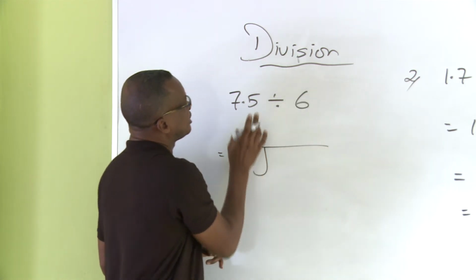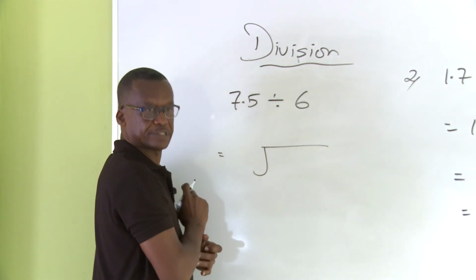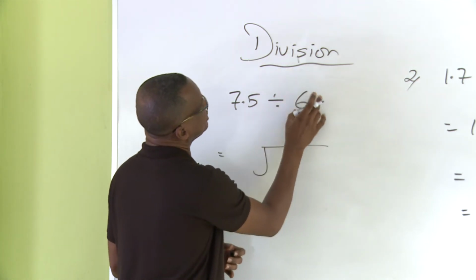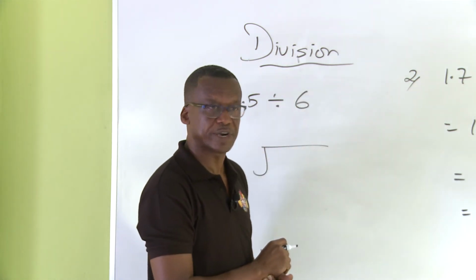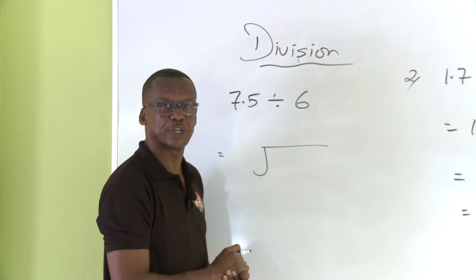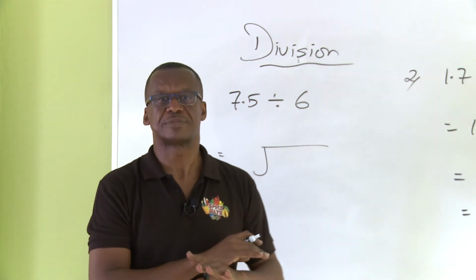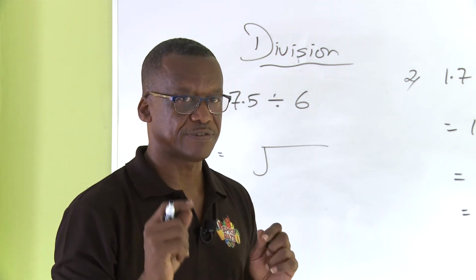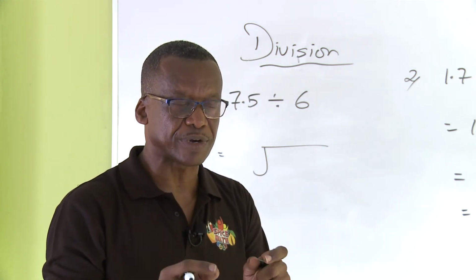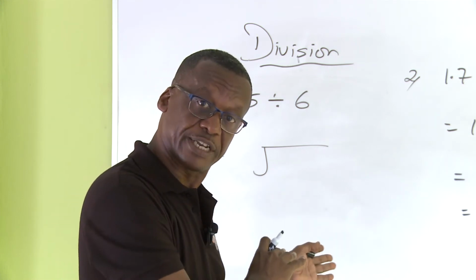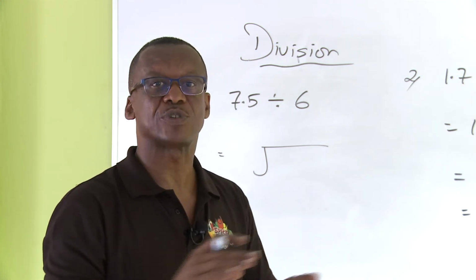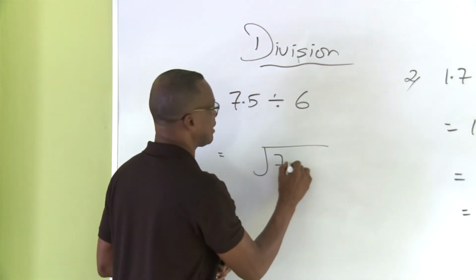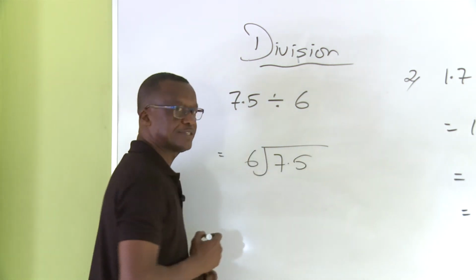In this case, the dividend is 7.5. It's a decimal, yes. It contains a decimal fraction, yes. The divisor is the one on the right. It's a whole number. Does it contain a decimal? No. Division as normal. That's the rule. If the divisor is a whole number, regardless of what the dividend is, you divide as normal. No changes. So we're going to put 7.5 here and 6 out here, and let's divide.